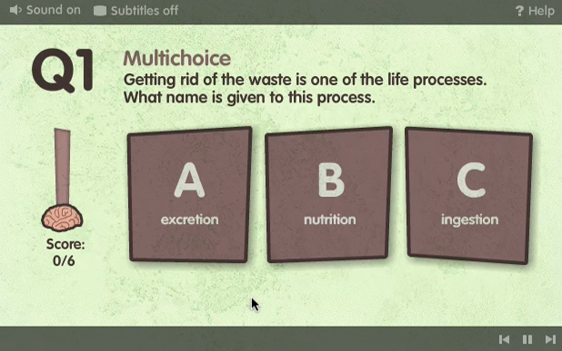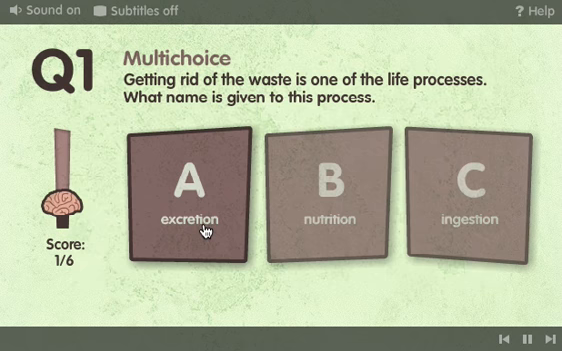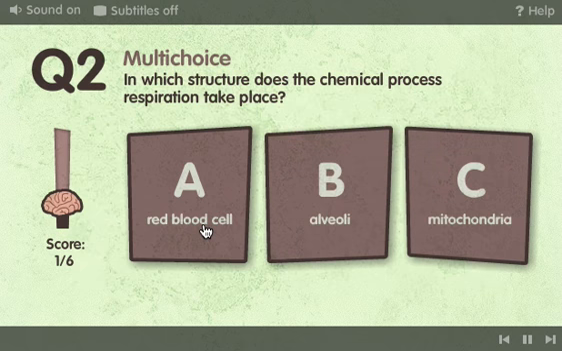Question 1. Getting rid of waste is one of the life processes. What name is given to this process? A. Excretion. B. Nutrition. C. Ingestion. Question 2. In which structure does the chemical process respiration take place? A. Red blood cell. B. Alveoli. C. Mitochondria.